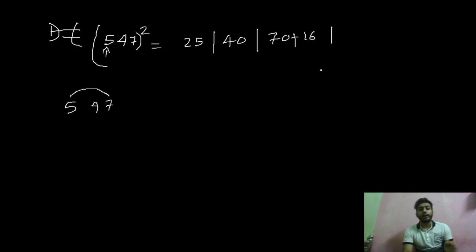Now I have to find the duplex of 47. What will be the duplex of 47? 7 4s are 28, 28 into 2 is 56 slash, what will be the duplex of 7? That will be 7 square, 49.